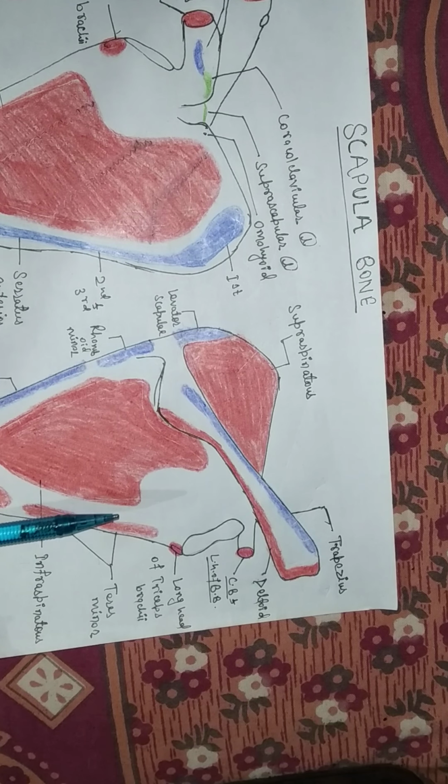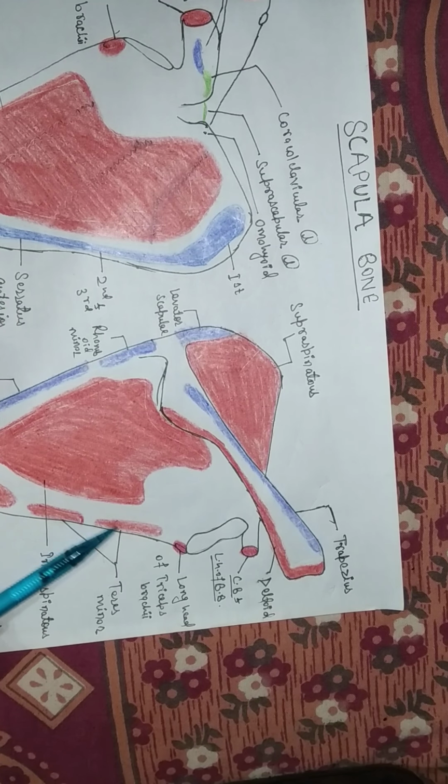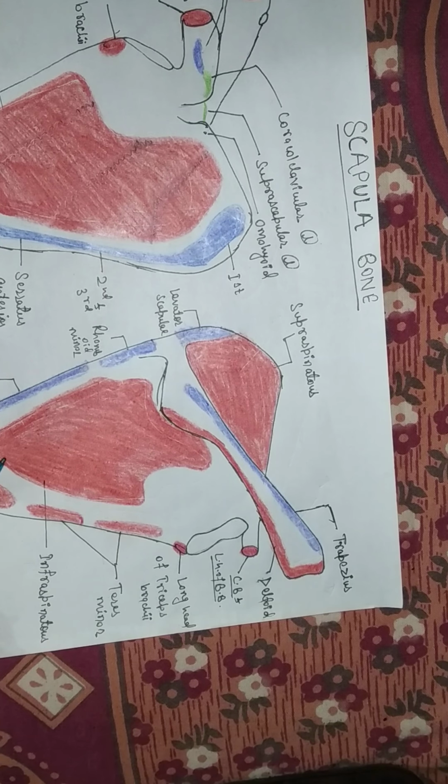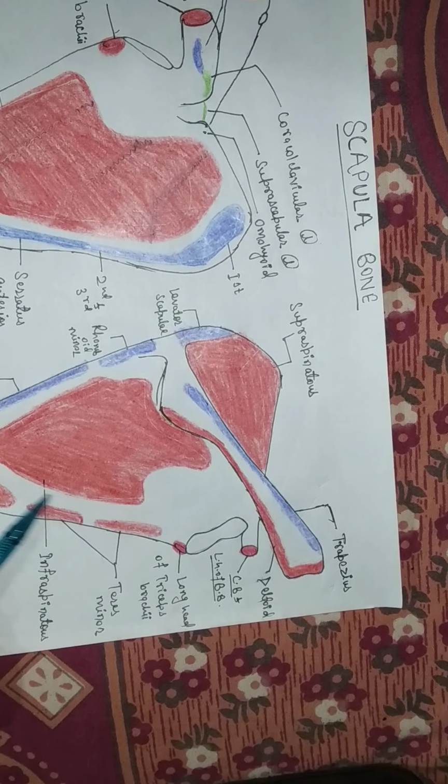And after that, teres minor. This is teres minor. We can see this in the dorsal aspect. It arises from the upper 2/3 of the rough strip on the dorsal surface of the lateral border. This is the lateral border, and this is the teres minor muscle. And teres major arises from the lower 1/3 of the rough strip on the dorsal surface of the lateral border. So this is lower 1/3 and this is upper 2/3 of the lateral border.